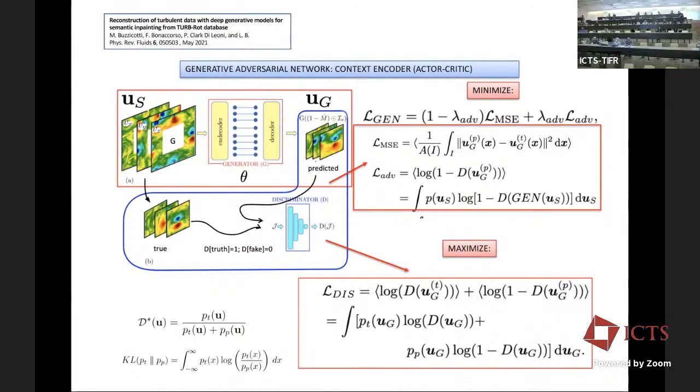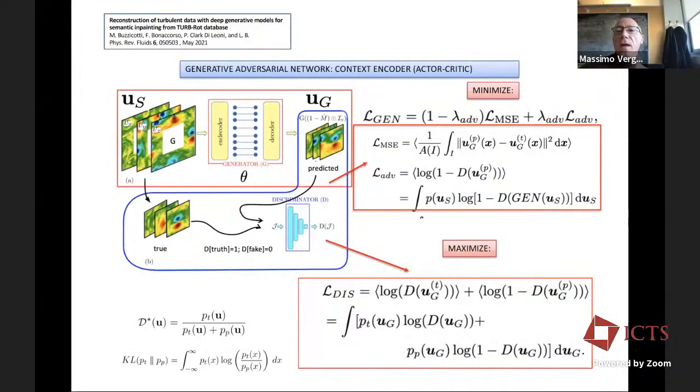Okay, may I ask a question on your notation? The norm that you're minimizing, what you call L_MSE, the superscripts P and T, what are those exactly? So P means predicted, the output of the generator, and T is the ground truth. I supply some input, my generator produces a guess, this predicted field, and the cost that I try to minimize is how distant, in an L2 sense, what I predicted is from my ground truth.